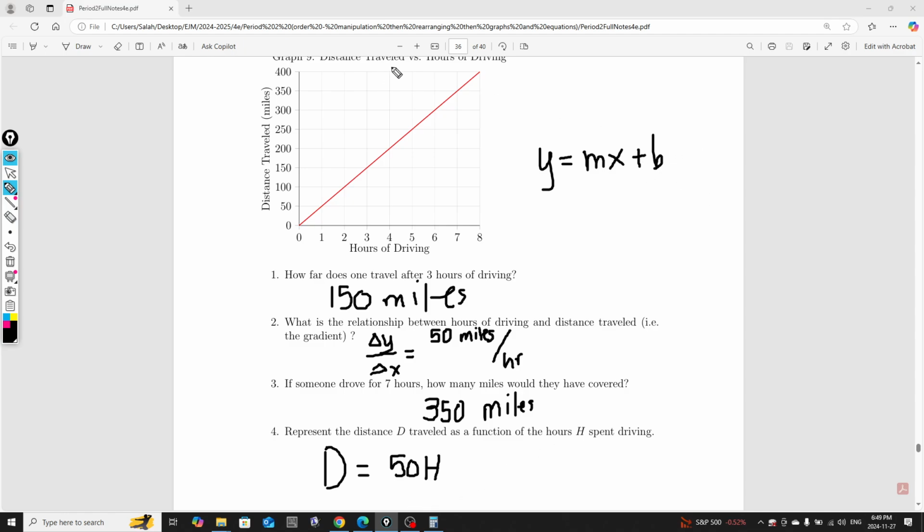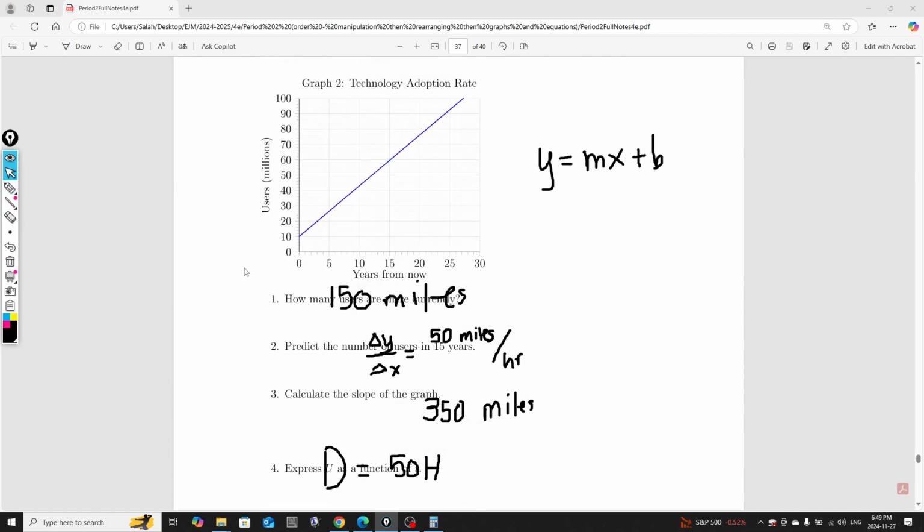Plus the y-intercept. Now, this line, right, this graph actually goes right through the origin, right? So technically, I could write plus 0, because it goes through a y-intercept of 0. But that would be kind of redundant, right? Why would you write plus 0? That's kind of nonsensical. You might as well just leave it as d equals 50h. And there you go. That's your function. Okay? Alrighty, let's move on to the next question.